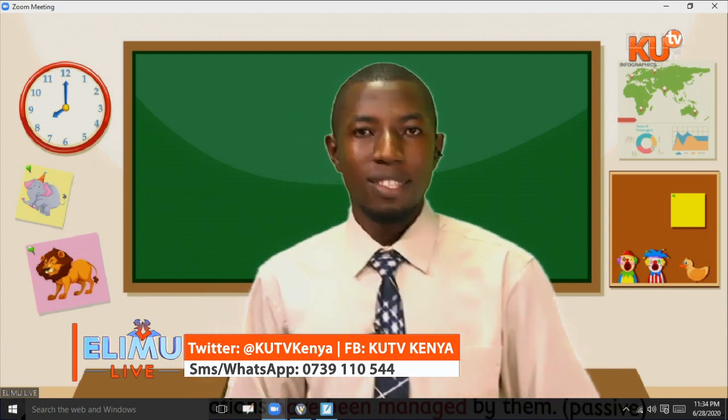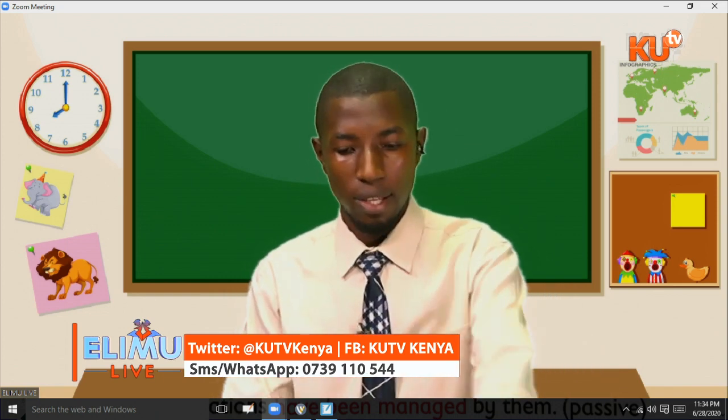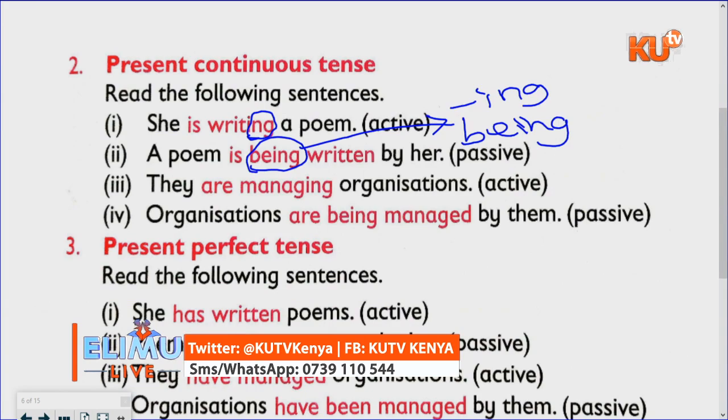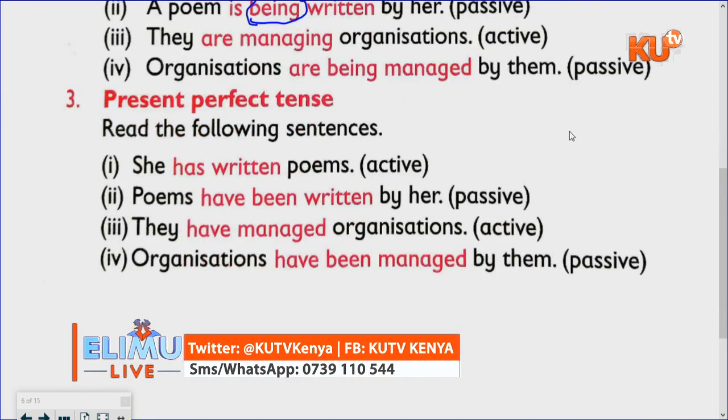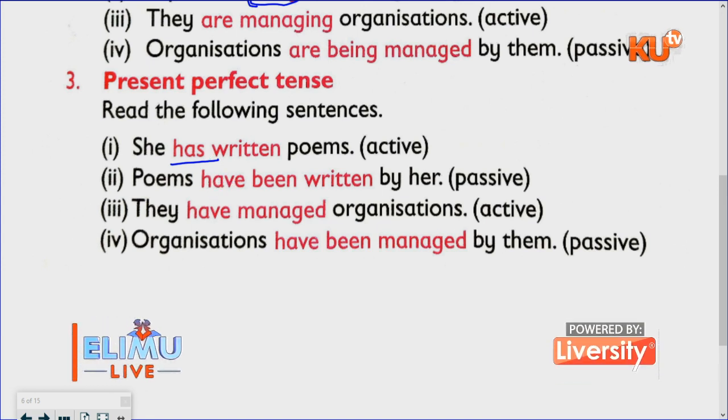Present perfect tense is my next example. An example is here given to you. She has written poems. Active, has written, but it is in present perfect. What tells you that it is in present perfect is the use of has. The helping verb has tells you that it is in present perfect tense.